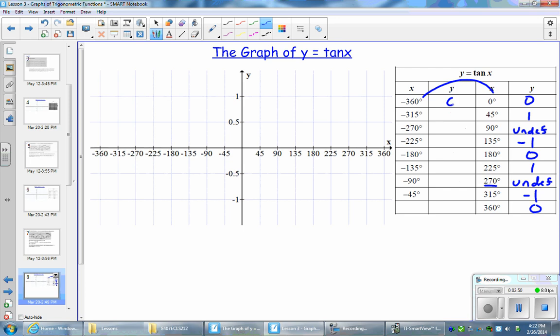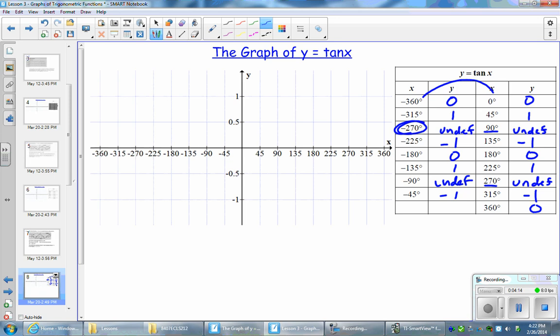And the tan value is 0 here, -315, 1, -270, right? So that's coterminal with 90, has an undefined value. Okay, -1, 0, 1, undefined, and finally -1. So that's all the points I'm going to show in this graph here. And what I'm going to do is plot these points.